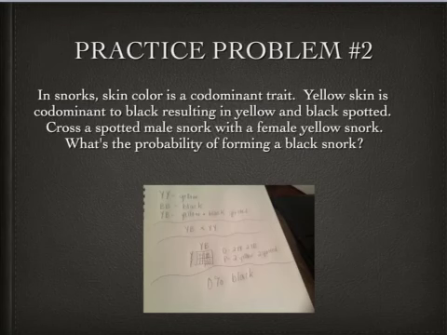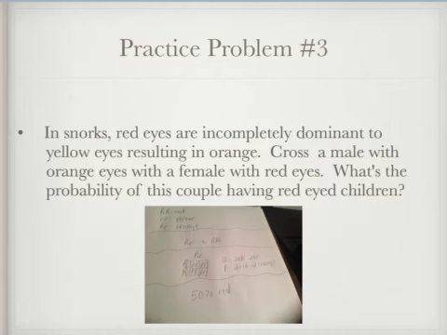Practice problem 2, it was a codominant trait. I said yellow skin is codominant to black, resulting in yellow and black spotted. So this is the cross. Okay, so again, this is a codominant trait, and you can see that I worked it out. My practice problem 3 was my incompletely dominant trait. I said that red and yellow make orange. And note that I did answer the question, what's the probability? And I did work out each one of the steps.